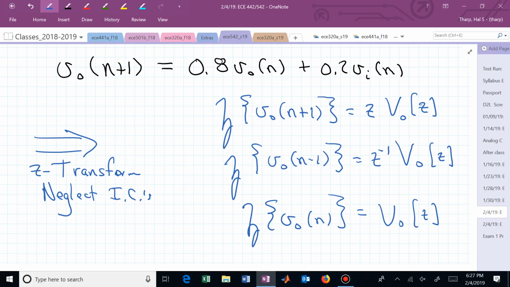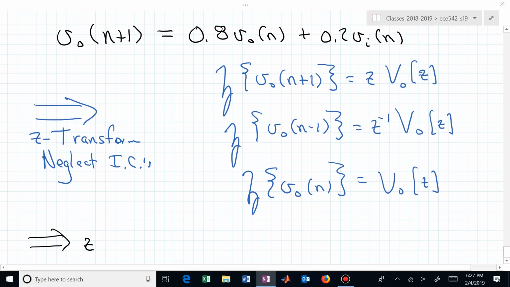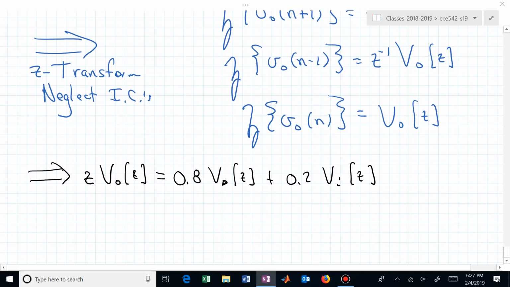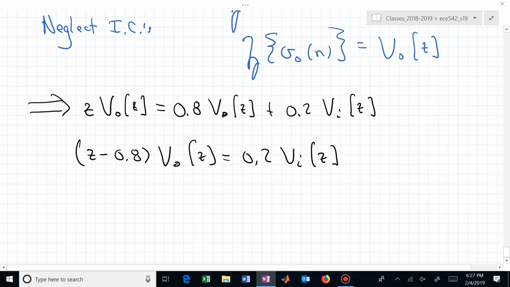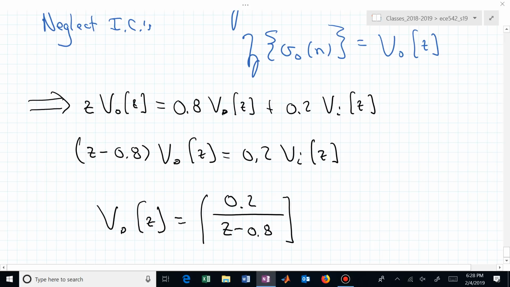If we now apply these relationships to that first-order difference equation, we can now say then that we have z times V sub 0 of z equaling 0.8 V sub 0 of z plus 0.2 V sub i of z. And now I can just do a little algebra and end up with the transfer function that I need. V sub 0 of z is now 0.2 divided by z minus 0.8 times V sub i of z.